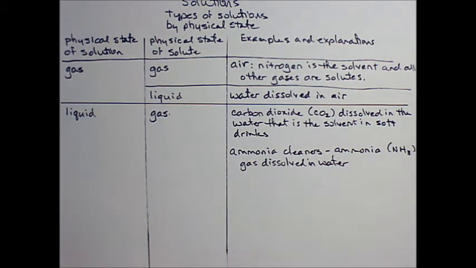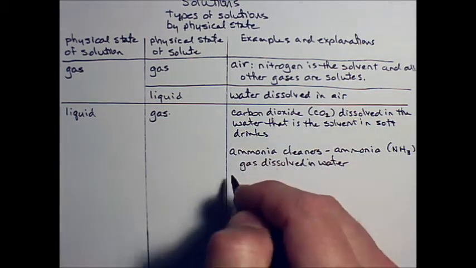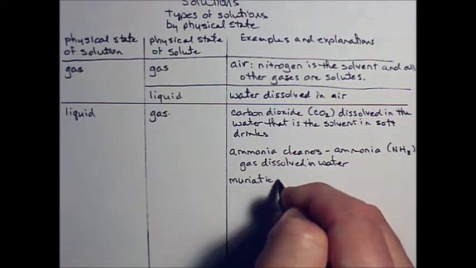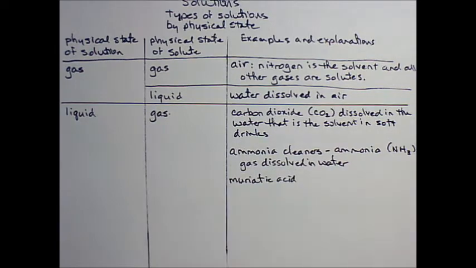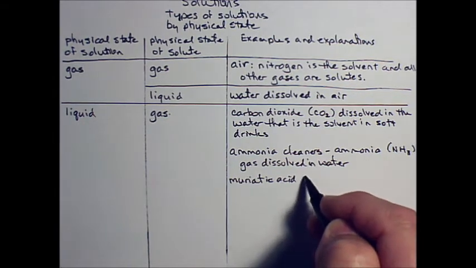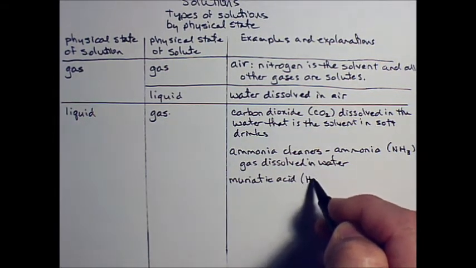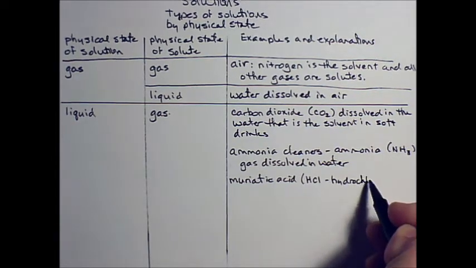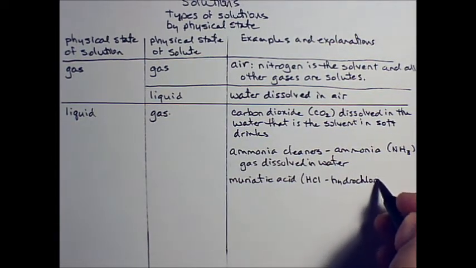If you go to any hardware store and buy something called muriatic acid, muriatic acid is a gas dissolved in water, and in a chemistry lab we'll call it hydrochloric acid, HCl. Can't you use that to clean concrete? That's exactly what it's used for.